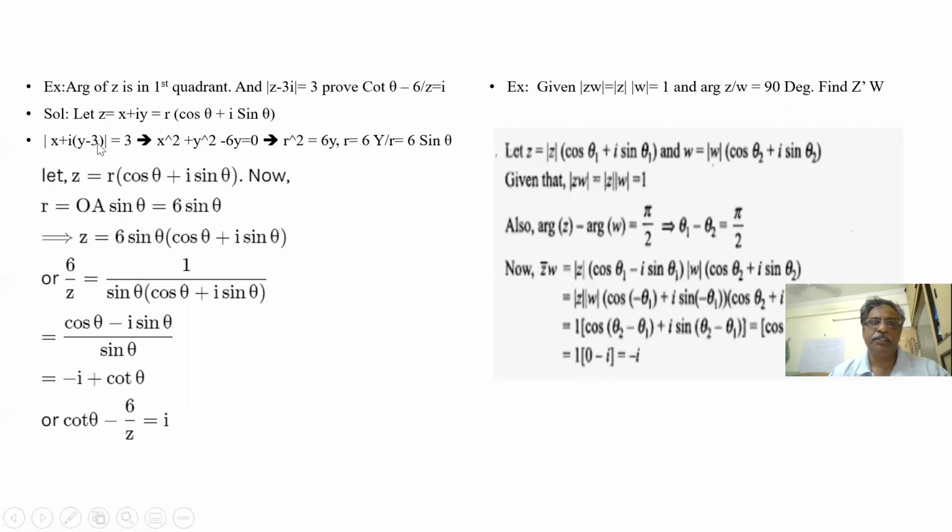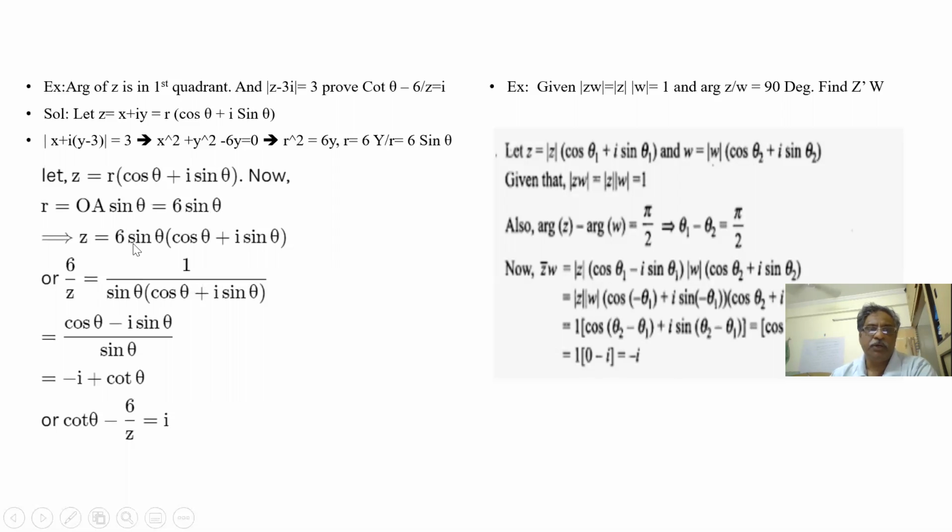So here 3 square, 3 square, 9 getting cancelled out. It becomes 0, so this is the equation. What I am getting here: x square plus y square minus 6y. So x square plus y square is equal to 6y. That means r square is equal to 6y, so r is equal to 6y by r. One r I have brought here. So y by r is sin theta. What is y by r? y by r is sin theta. So r is equal to 6 sin theta.